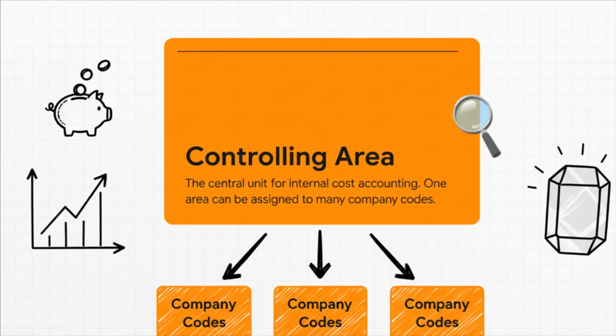Now, alongside that legal stuff, we have the controlling area. If company codes are for the outside world, the official books for investors and the taxman, the controlling area is for internal management. It's all about cost accounting. Where is our money really going? Which parts of the business are actually making us money? And the really cool part is, a single controlling area can look across multiple company codes, giving managers this amazing, unified view of all their costs.